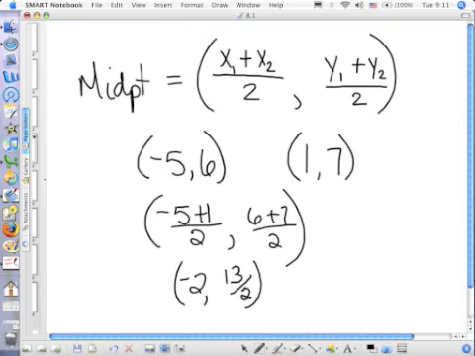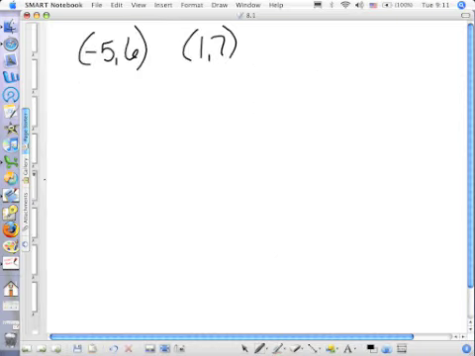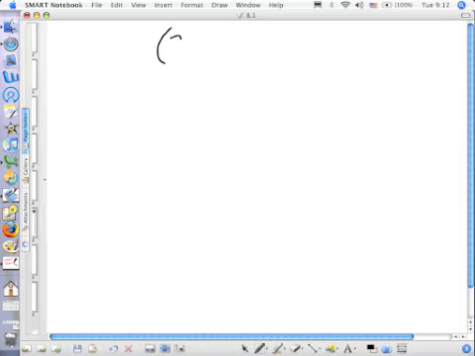Okay? All right, and then one more with the midpoint. Find the midpoint of 8, 9, and negative 3, negative 4.5.